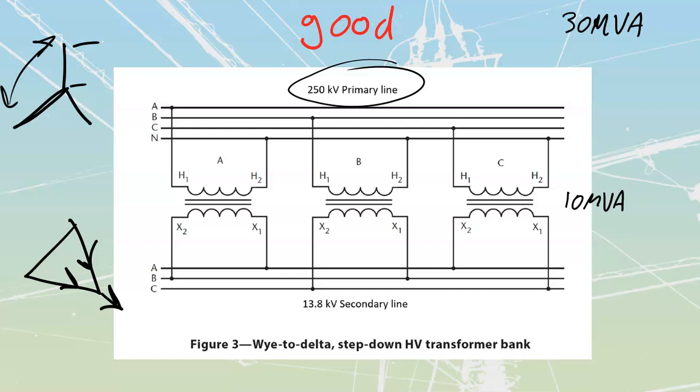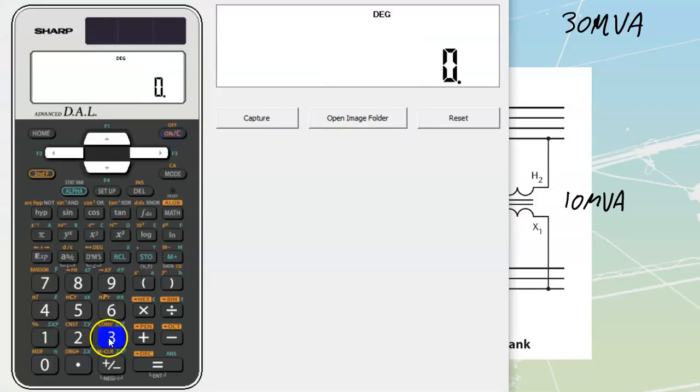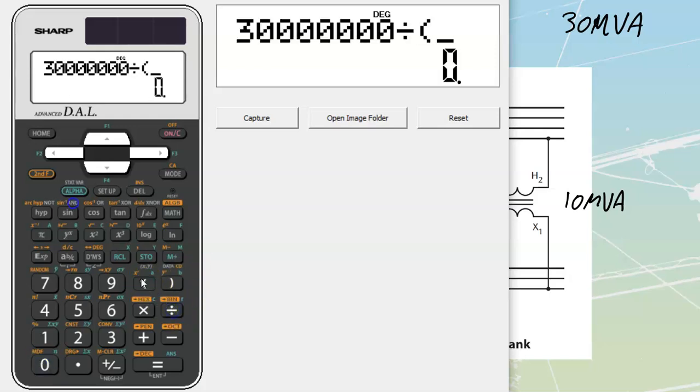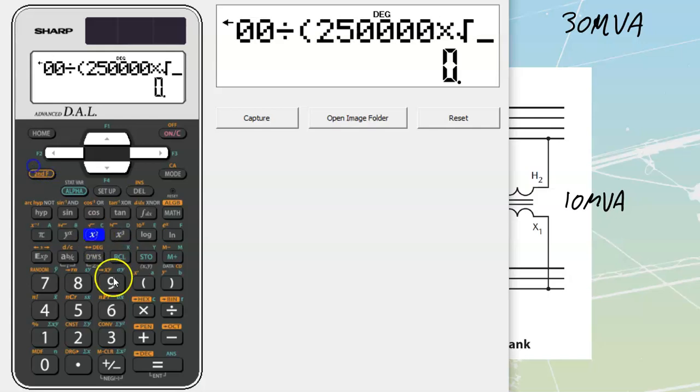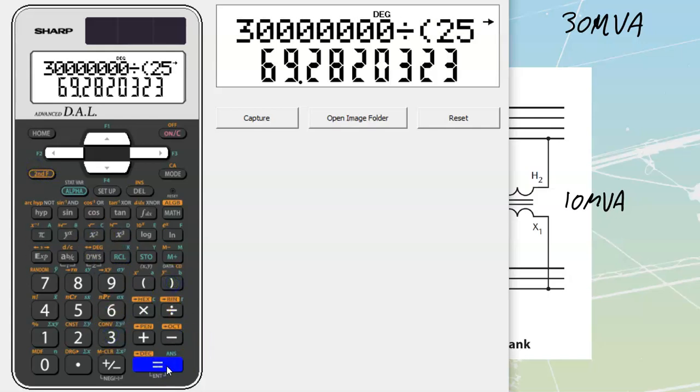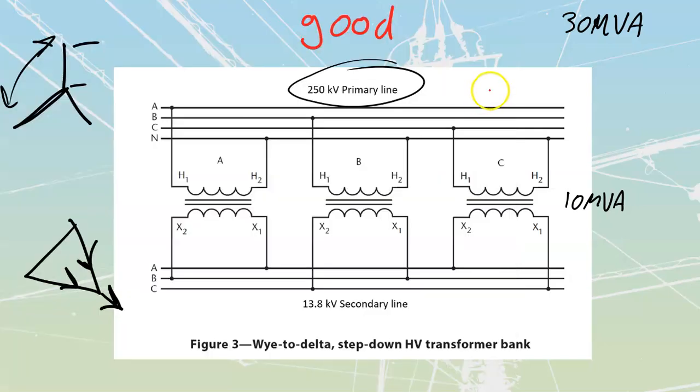We'll go through the calculations one more time over here. 30 million on my high side, divided by bracket 250,000, times root 3. Which gets me to a value of 69.28 amps that I'm going to have on my high side line, 69.28 amps. And if I take a look, any sort of incoming line current has to go through the phase, therefore my phase is also going to be 69.28 amps.